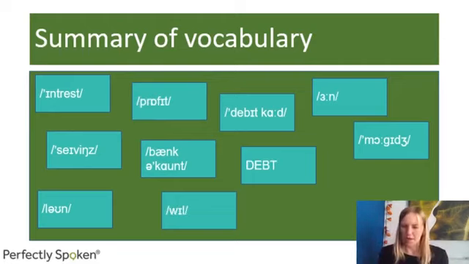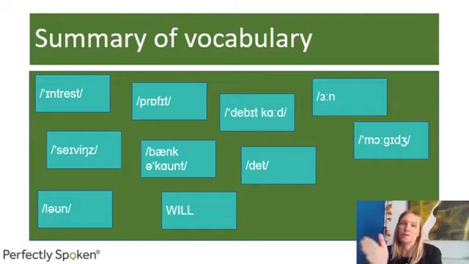Okay, good. And the last one I think you saw, will. This is the legal document that is used when somebody dies to say who gets what. So your daughter gets the house, your son gets the business, your nephews get the car, for example.